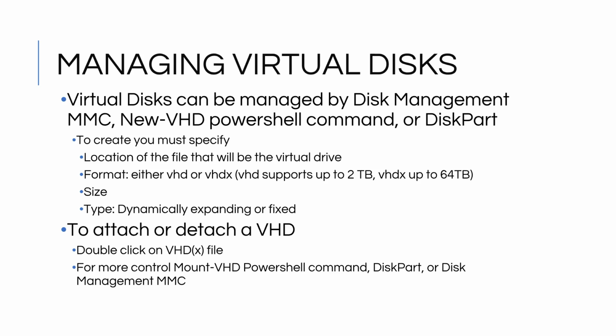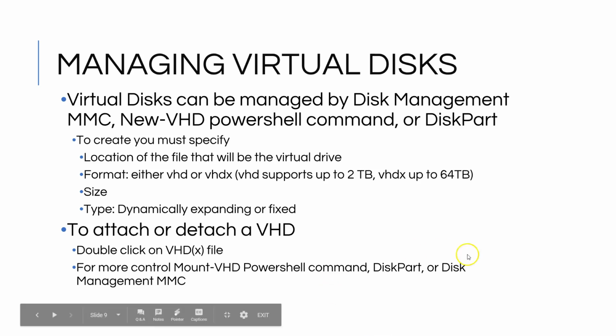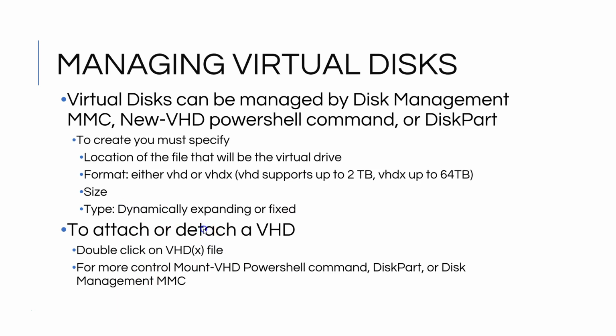To attach or detach a VHD, you just simply double click on the file, or if you want more control, you can go to PowerShell and type Mount-VHD, or you can do it in diskpart, or you can go to diskmgmt.msc, again, to point to that file and mount it as a volume.